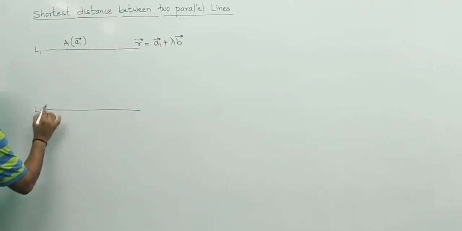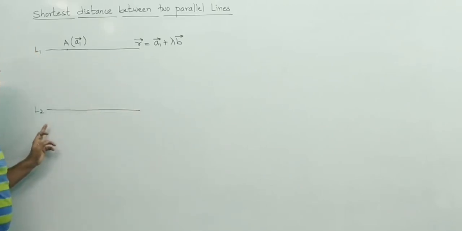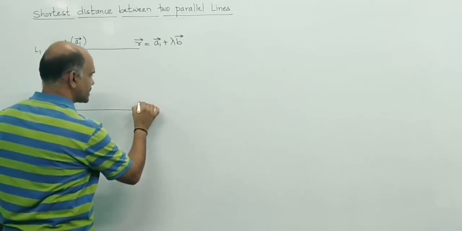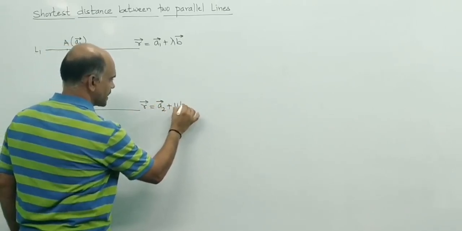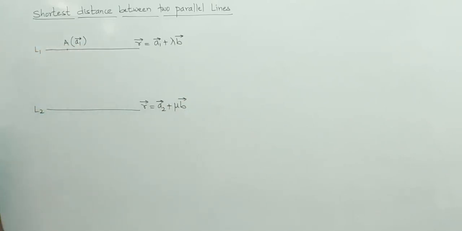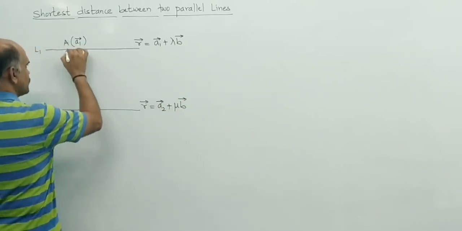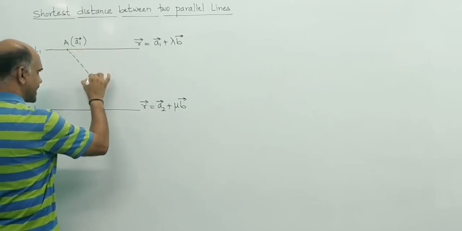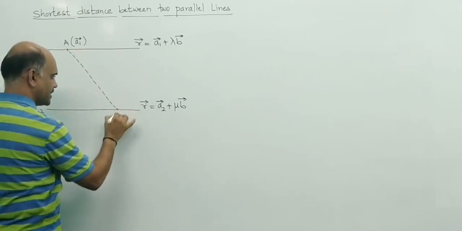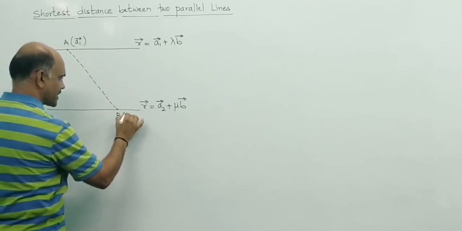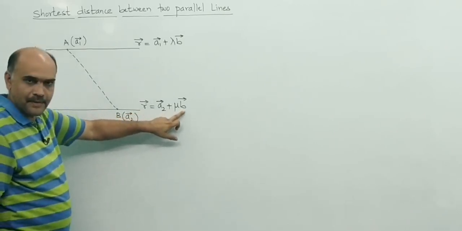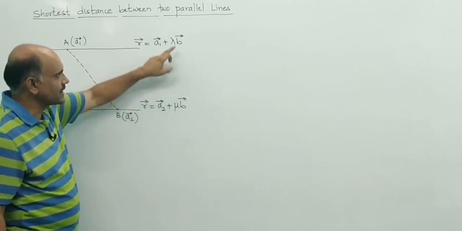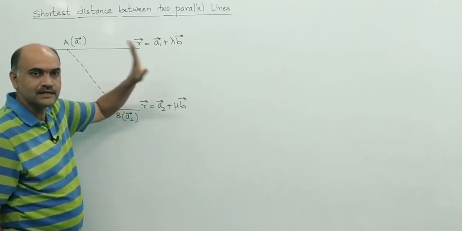So another line which is parallel to L1, I will take it as L2 and will denote it as r = a2 + mu b. This line is passing through point B whose position vector is a2 and is parallel to b. As both are parallel, here it is b, not b1 and b2.